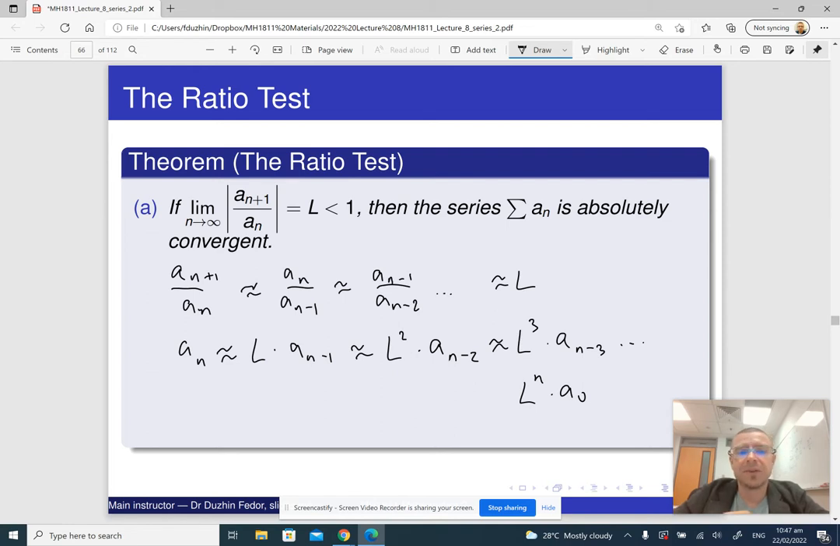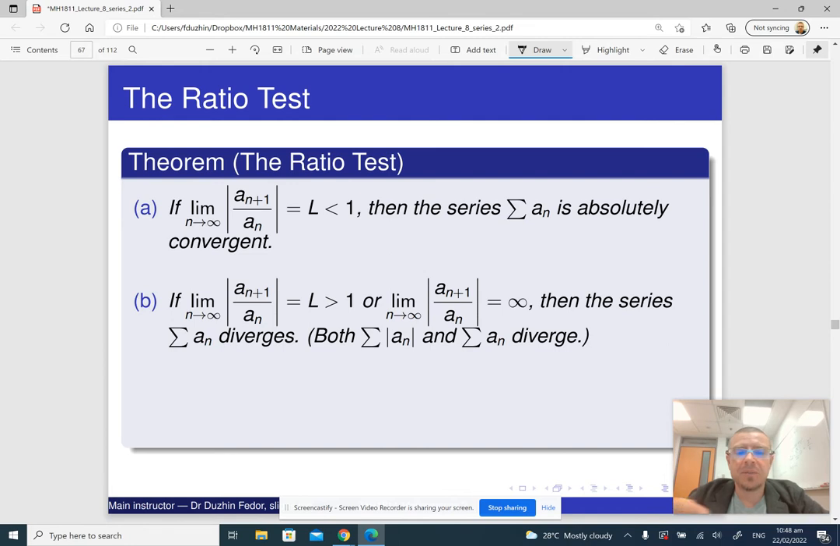So if the limit of the ratio of two consecutive terms of our series is L, essentially it means that our series is something like the geometric series, where L is the common ratio. And if that is smaller than 1, then the series converges. So that's the intuition here. The proof of the ratio test is a bit technical, so if you're interested, just Google it up.